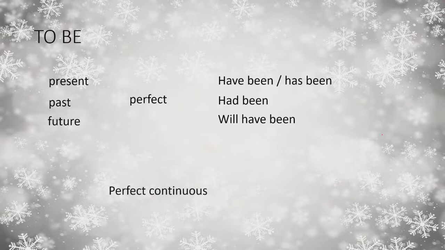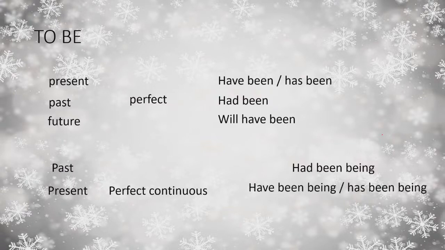Now, we move to the perfect continuous. In the past perfect continuous, the verb to be has only one form, which is had been being. In the present perfect continuous, the verb to be has two forms, which are have been being and has been being. And in the future perfect continuous, the verb to be has only one form, which is will have been being.